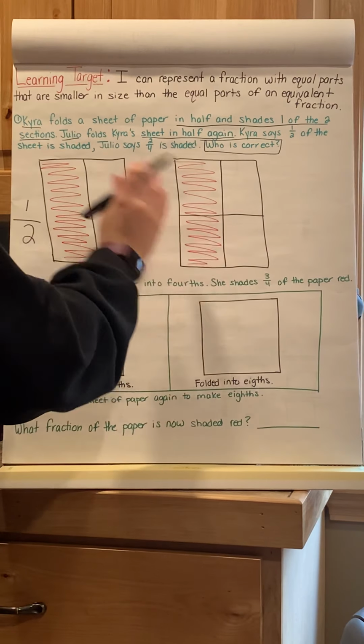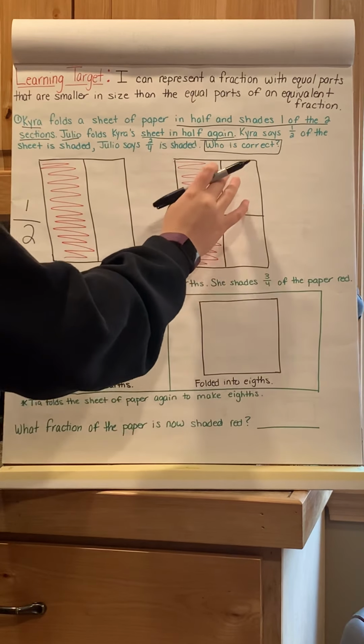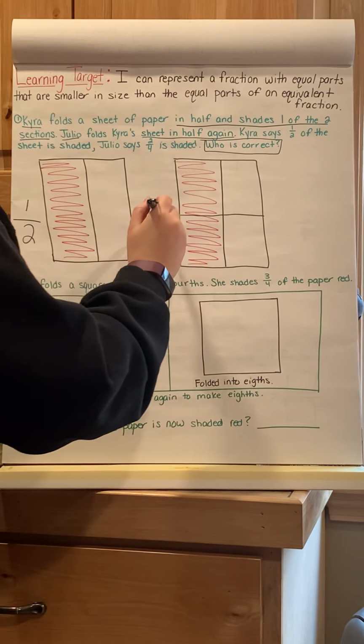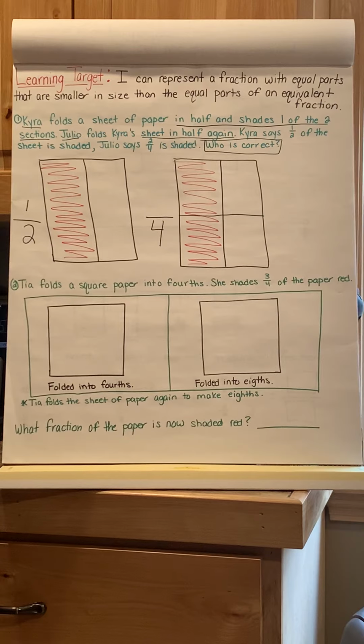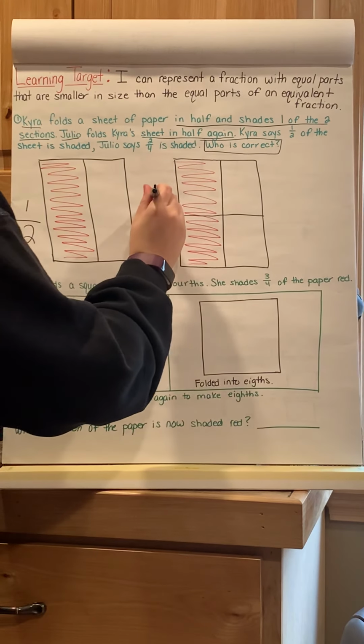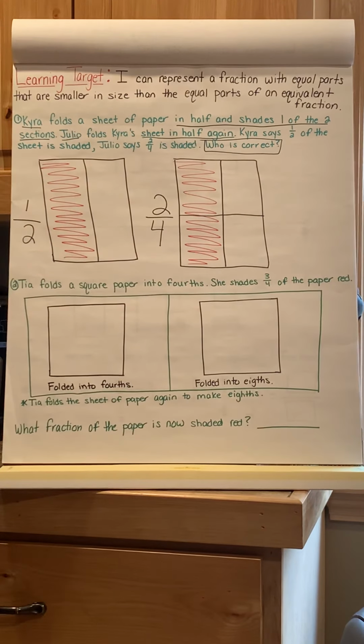So now Julio has it split into 1, 2, 3, 4 equal parts because he folded it in half, and he has 1, 2 equal parts shaded. So who is correct? Both of them.